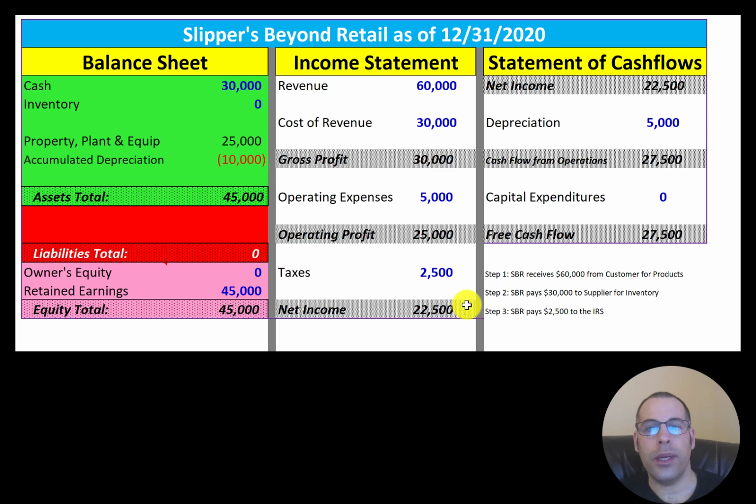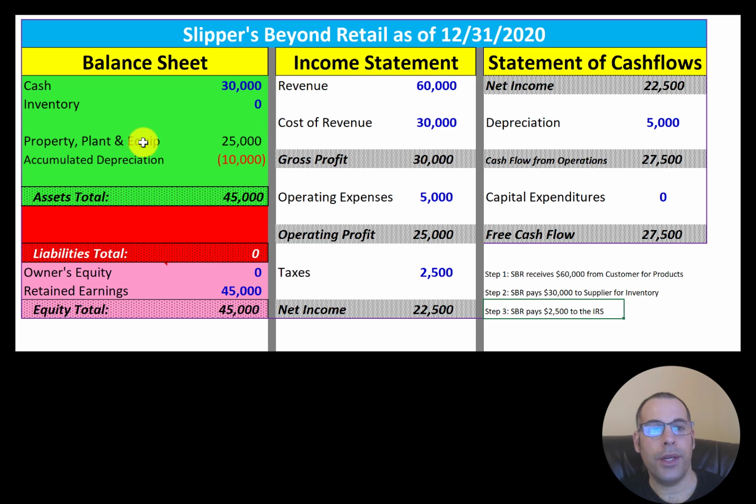So in 2020, there's only 3 things that occurred. We received $60,000 from our customer for the products we sent them. We paid $30,000 to our supplier for inventory, and we paid $2,500 to the IRS for taxes. Those are the same exact 3 things that happened in 2019. The only thing that didn't happen in 2020 is we did not purchase a machine.